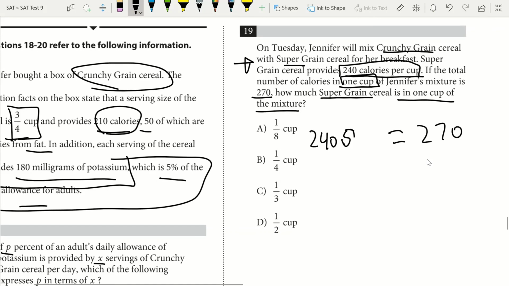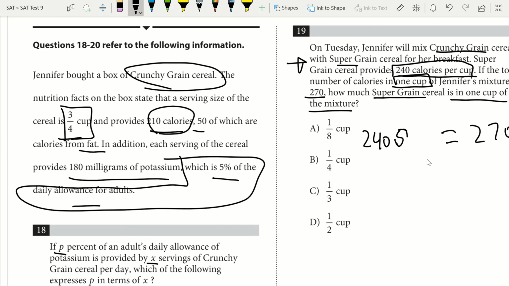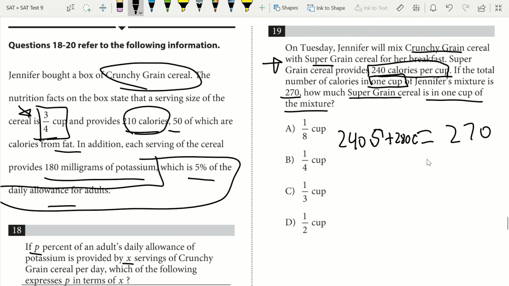Now, how much do we get per cup of crunchy grain? Well, for crunchy grain, we get 210 per 3/4 cup. So if we want to get how much we get out of 1 full cup, then we have to divide by 0.75. So we'll do 210 over 0.75, and that's going to give us 280. So we have 240 per cup of super grain plus 280 per cup of crunchy grain, which we'll represent as C, and that has to equal 270.